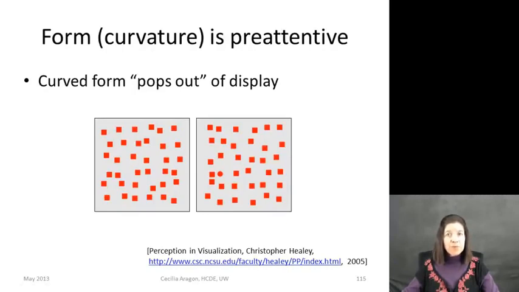Now, which square contains the red circle, left or right? The form, the curvature, is also pre-attentive. The curved circle pops out at you. However, you may have noticed that it doesn't seem quite as immediately obvious as the different color. Pre-attentive processing lies on a spectrum just like many other such visual features.